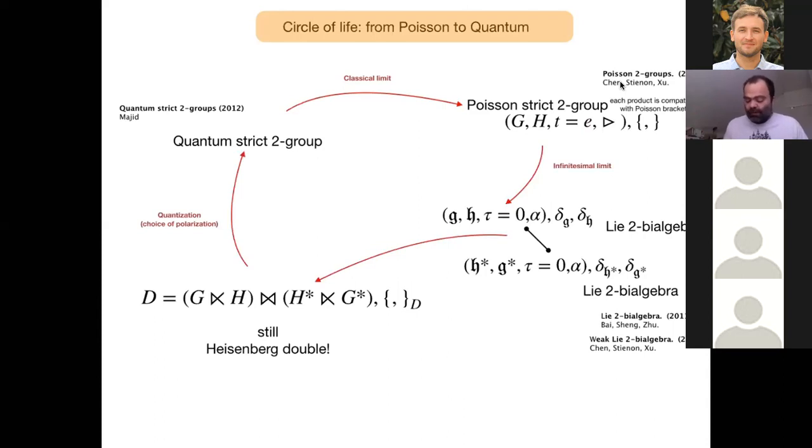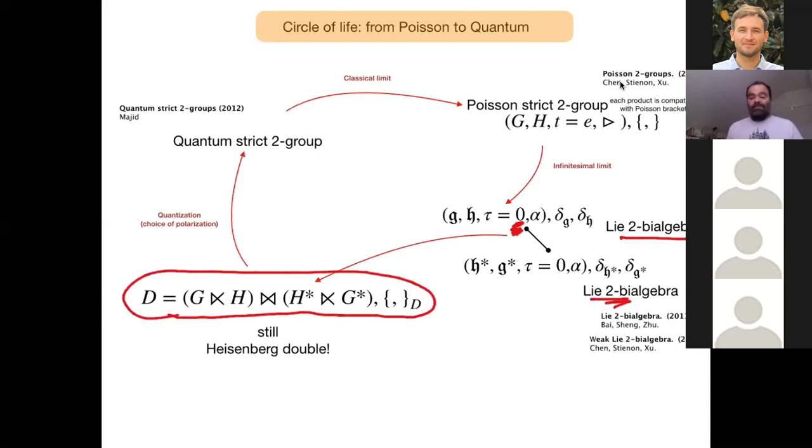And so if you have a strict two group, a Poisson strict two group, then you can go to the Lie two algebra. And again, here I'm focusing on the case where the T map is trivial. You can find the dual, okay, and then you can put these two guys together. And in this case, you can still have a phase space.